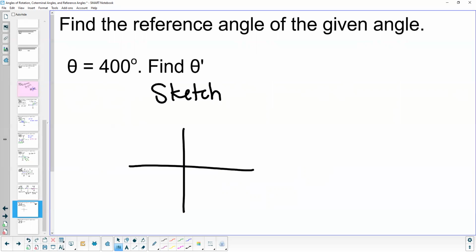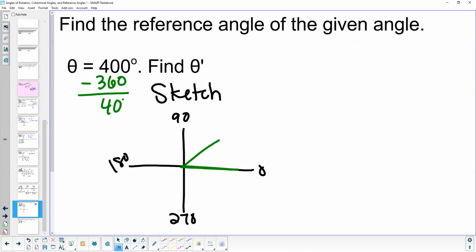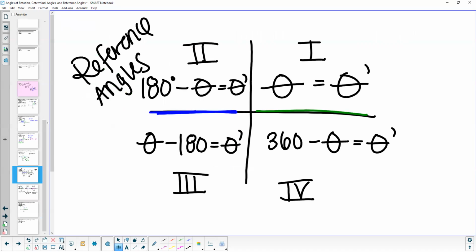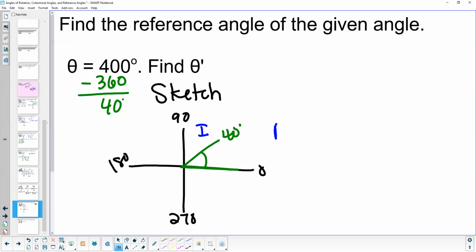Well, to sketch this at 400, I'm going to first start by subtracting 360 degrees from it, and 400 minus 360 is 40 degrees. So that's its coterminal position there. So if we have our 0, 90, 180, and 270, we can just sketch it the way that we had it before, right here at our 40 degrees. And as this is at 40 degrees, because we happen to be in quadrant 1, we know that if we're in quadrant 1, the standard angle is the same as our reference angle. Therefore, our reference angle is also going to be 40 degrees in that case. Okay, and we can do that any single time.